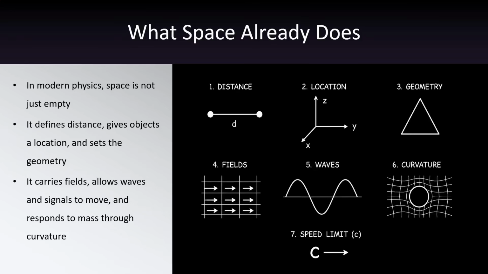What space already does. In modern physics, space is not just empty. It already plays several roles in how we describe the universe. It defines distance, gives things a location, and sets the geometry of how things are arranged. It carries fields, allows waves and signals to move, and responds to mass through curvature. It also sets limits, like how fast information can travel, and defines which events can influence each other. So space is already doing a lot of work in our models, but we rarely stop and treat it as a system on its own.